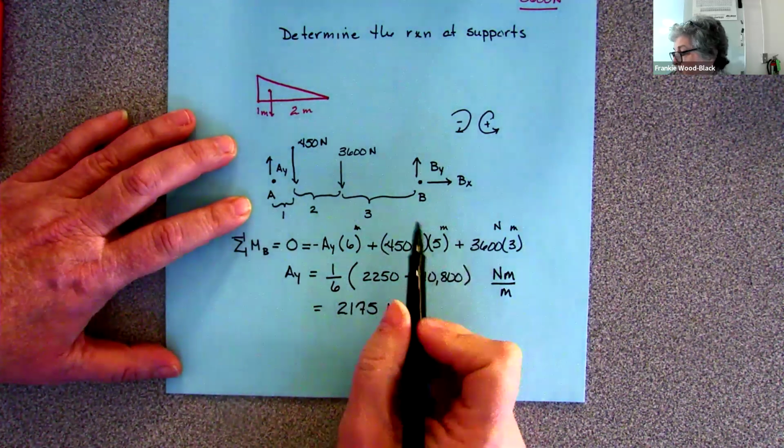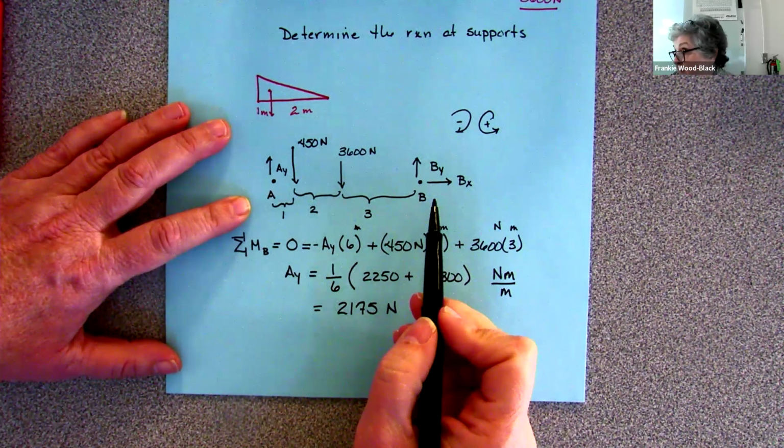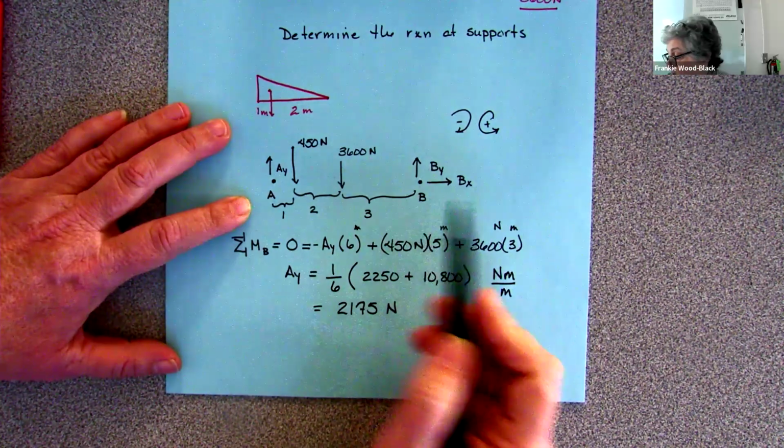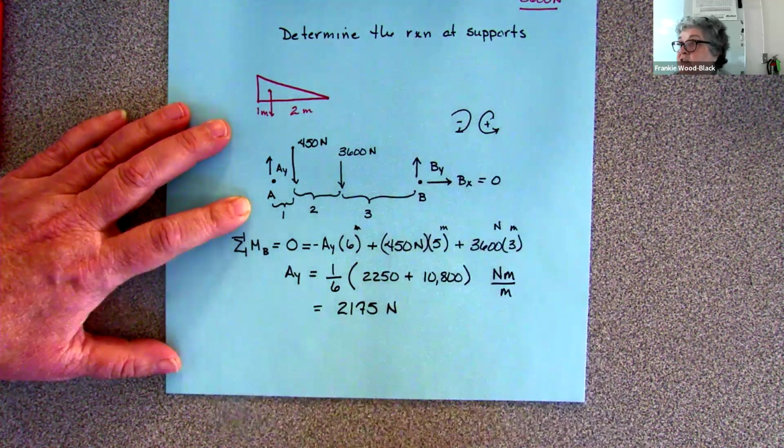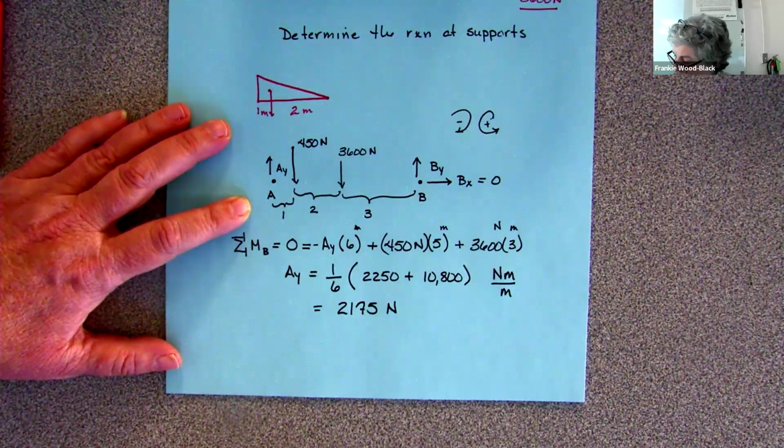The other fun part is we could probably do BX by inspection. There are no other forces in the X direction, so that's got to be 0. So BX is 0.